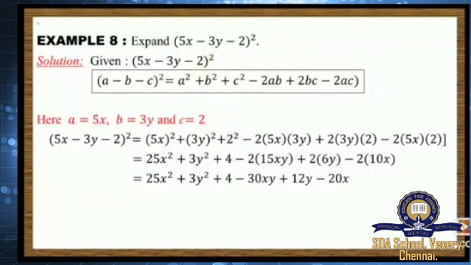So substituting a, b and c in the above identity, you will get 5x minus 3y minus 2 the whole square equals 5x the whole square plus 3y the whole square plus 2 the whole square minus 2 into 5x into 3y plus 2 into 3y into 2 minus 5x into 2. So if you apply square inside the brackets and if you solve this multiplication terms, you will get 25x square plus 9y square plus 4 minus 30xy plus 12y minus 20x.